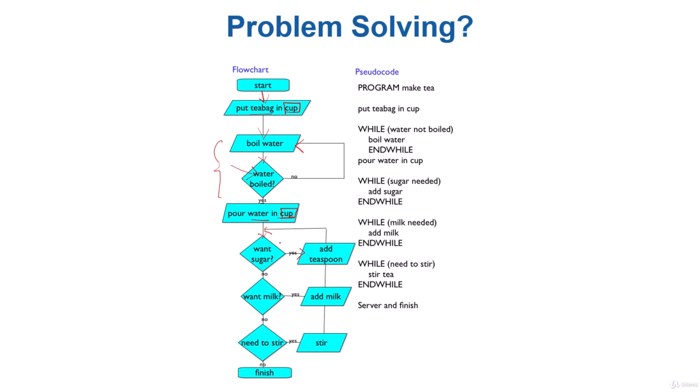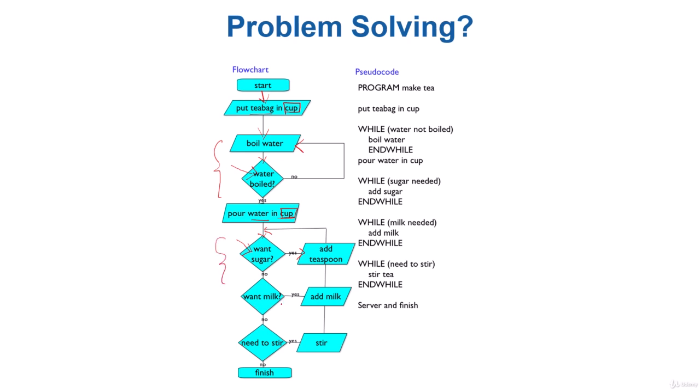While you want sugar, I mean, you test whether the sugar is okay or not, whatever sugar you need. Until that condition is met, you keep on adding the sugar. Add a teaspoon, then test, add a teaspoon again. That is again a loop or repetition. Once the condition is met, want sugar? No. Then exit this loop and ask, want milk?